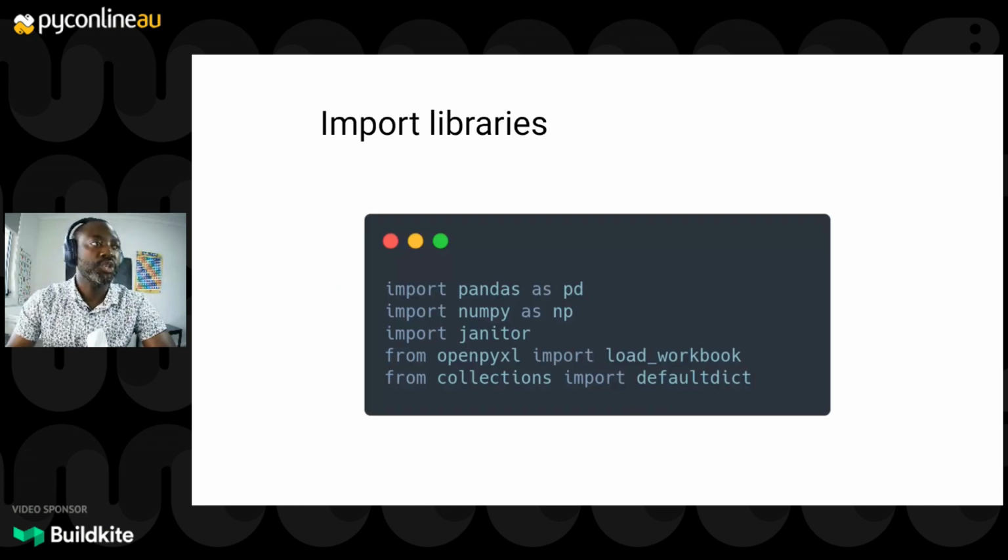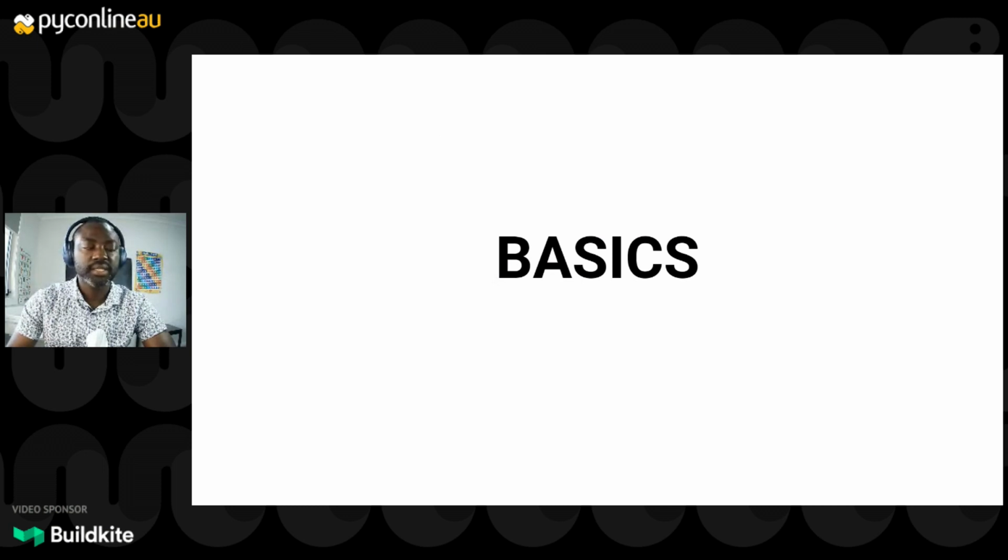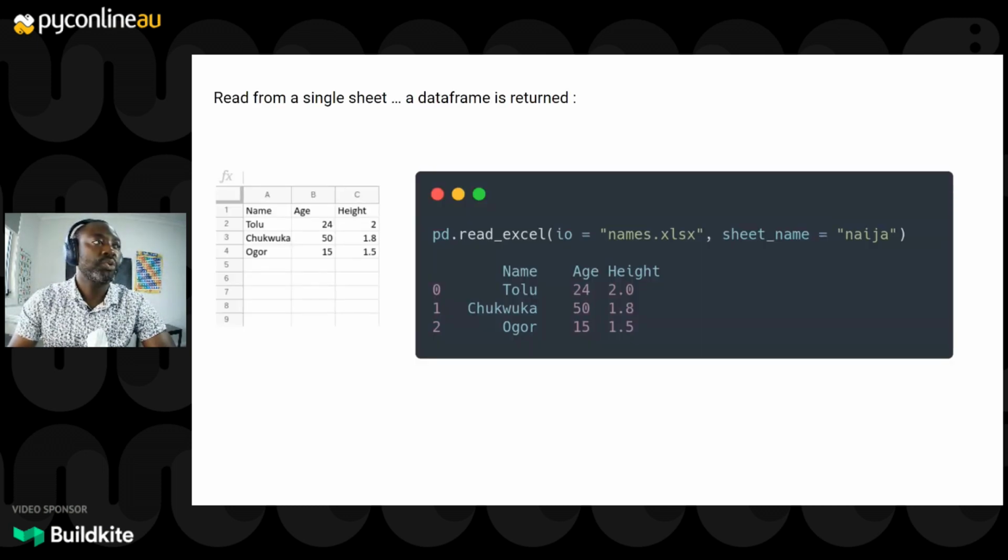So first things first, we import our libraries and we start with the basics. Let's say we want to read from a single sheet. This is how you can read it. You just pass in your file name and the sheet name, or if you're not passing in the sheet name, Pandas will read the very first sheet in that file.